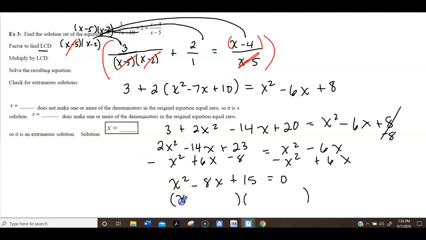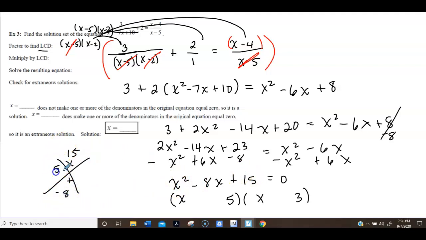So now I have x times x is x squared, and 5 times 3 is 15. Again, I am multiplying to get the last number, 15, and I'm adding to get, because 1 times 15 is 15, and I'm adding to get negative 8.